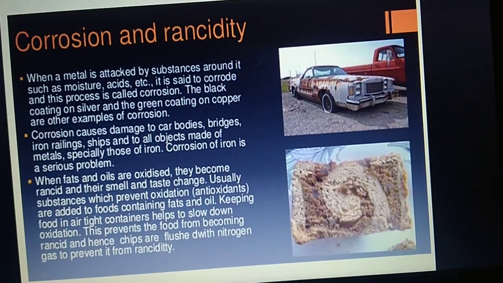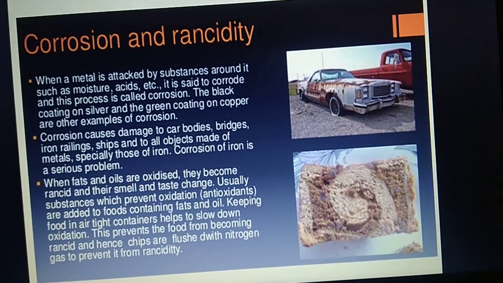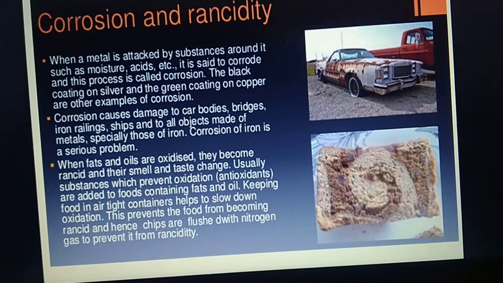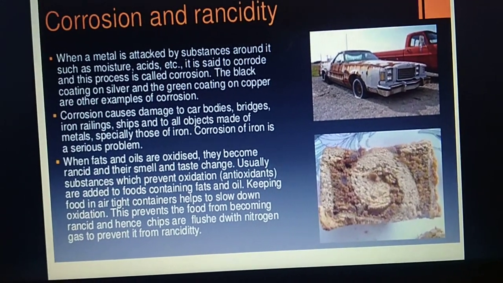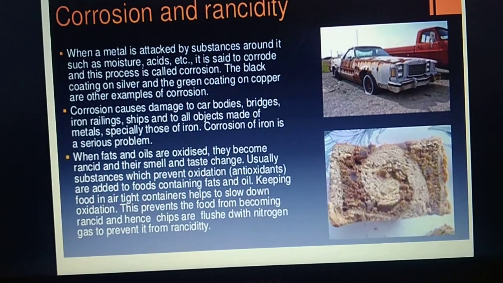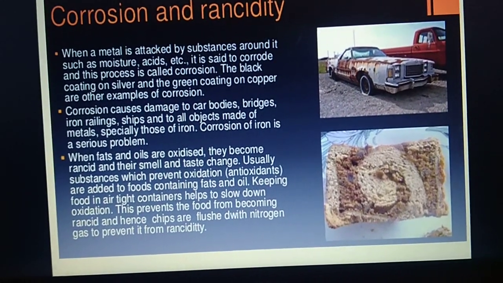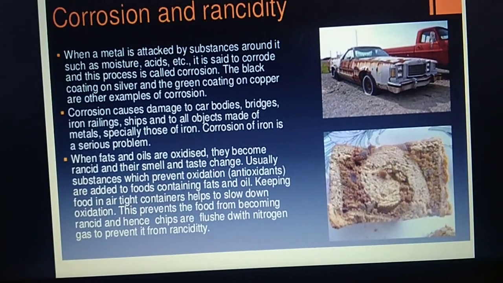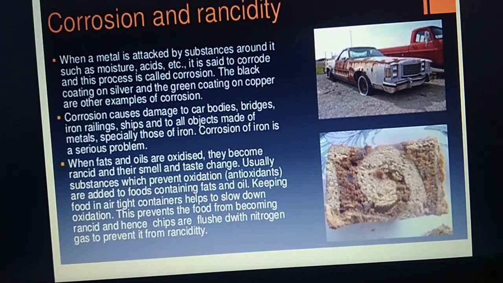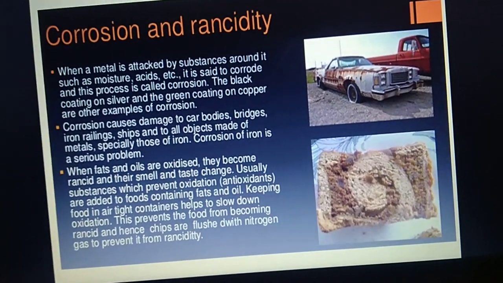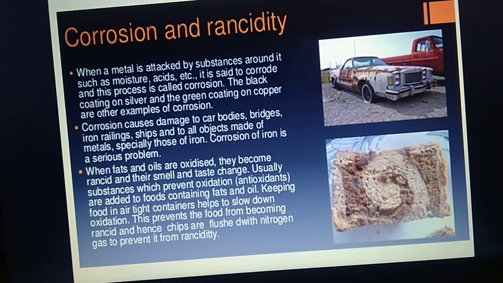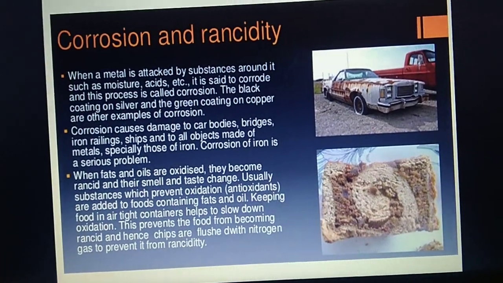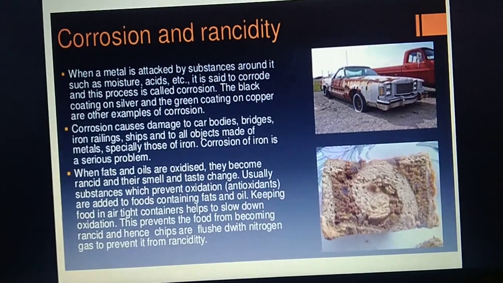Okay, now what is rancidity? When fats and oils are oxidized, they become rancid and their smell and taste change. Usually substances which prevent oxidation are added to foods containing fats and oils. Keeping food in airtight containers helps to slow down oxidation. This prevents the food from becoming rancid, and hence chips are flushed with nitrogen gas to prevent rancidity. So basically, rancidity is produced in fats and oils, and corrosion is related to metals. So these are the two basic terms, corrosion and rancidity.